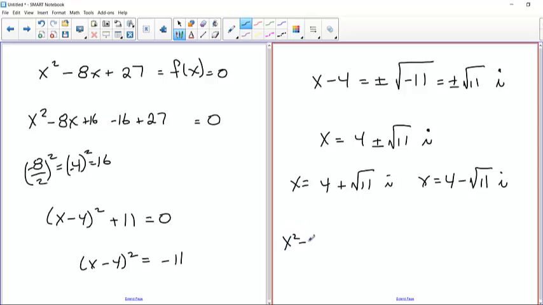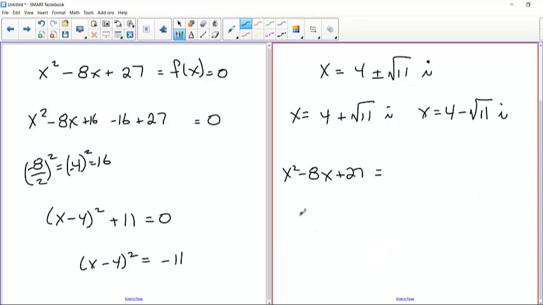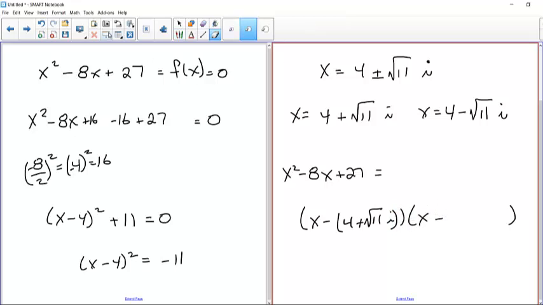Now to rewrite the original equation as a factored version, again, you'll take x, you'll put a subtraction, and then you'll take this one, put it in parentheses, 4 plus the square root of 11i, close parenthesis, and x minus 4 minus the square root of 11i. And that multiplied together will give you x squared minus 8x plus 27.